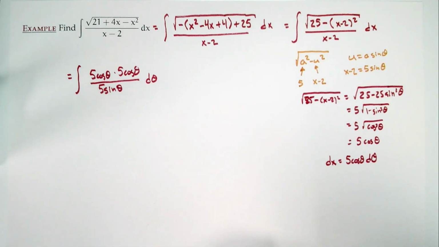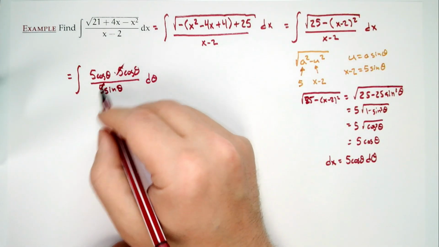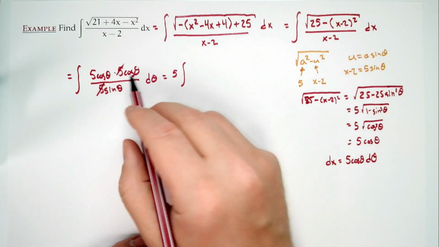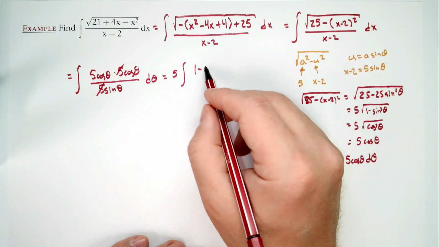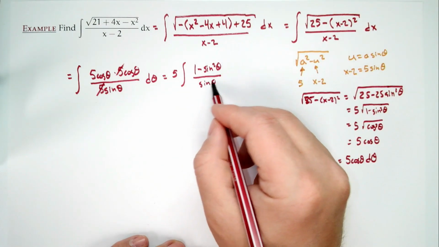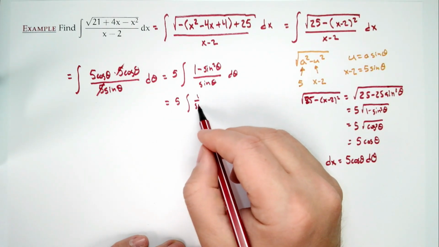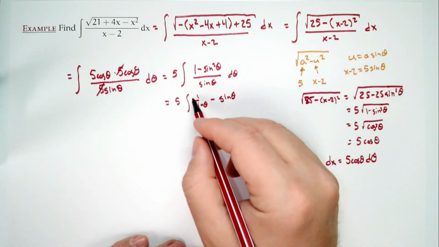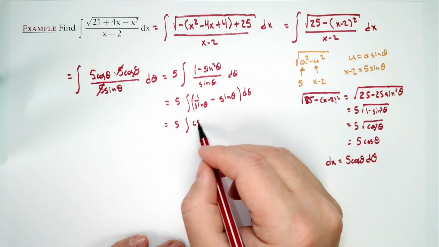There are things that we can do. So here's one thing we can do to finish up. First off, we can cancel off a 5. And then we have a 5 left over. All right, so the 5 comes out. Cosine times cosine, that's cosine squared. And cosine squared is 1 minus sine squared. So 1 minus sine squared theta over sine theta, d theta, which would end up giving us 5 times the integral of 1 over sine minus sine squared over sine. So that's sine. Well, that's 5 integral cosecant.